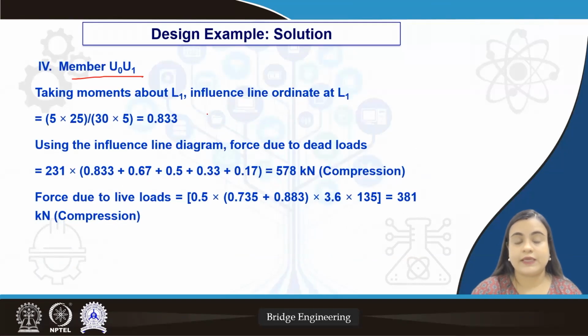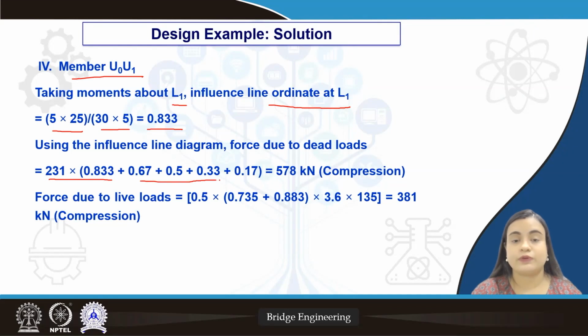For U0 U1, taking moment about L1, we can find out influence line ordinate at L1 to be 5 times 25 divided by 30 times 5, that is equal to 0.83. Using the influence line diagram, force due to dead load will be equal to 231 times 0.833 plus 0.67 plus 0.5 plus 0.33 plus 0.17, that is equal to 578 kilonewton in compression. Force due to live load will be equal to 0.5 times 0.735 plus 0.883 times 3.6 times 135, that is equal to 381 kilonewton in compression.